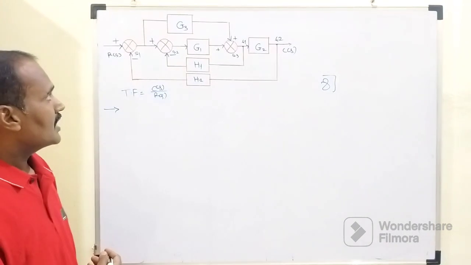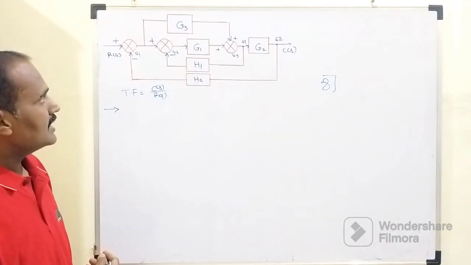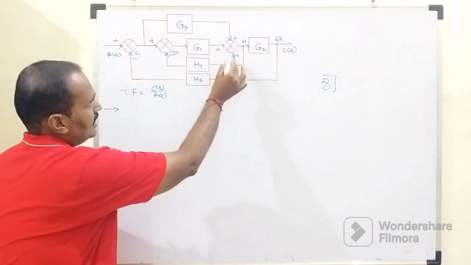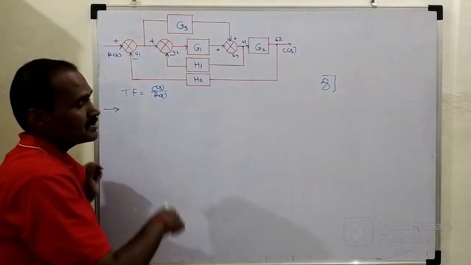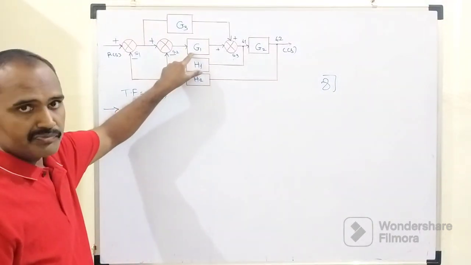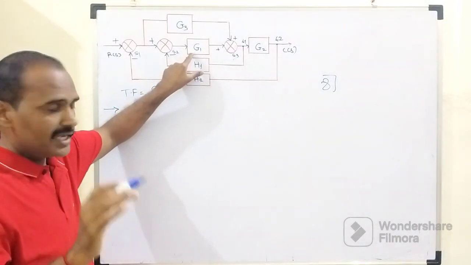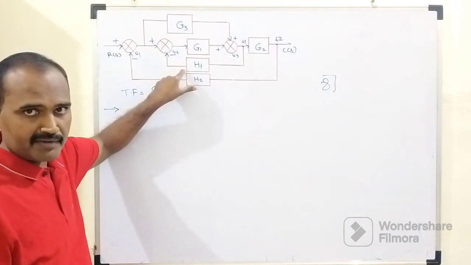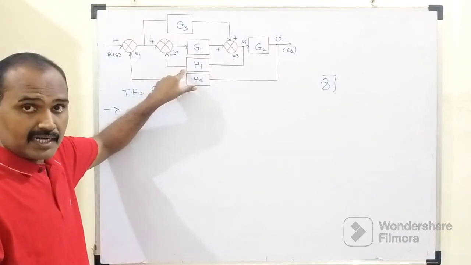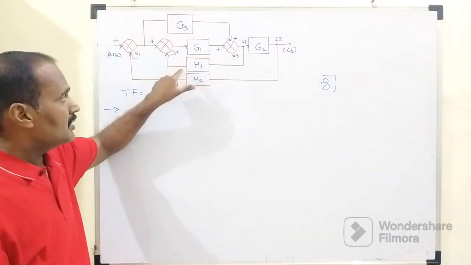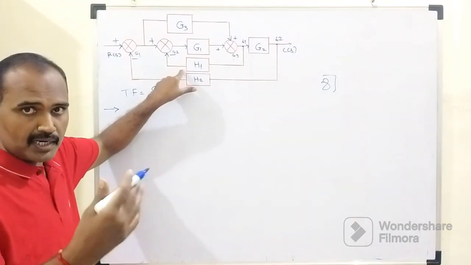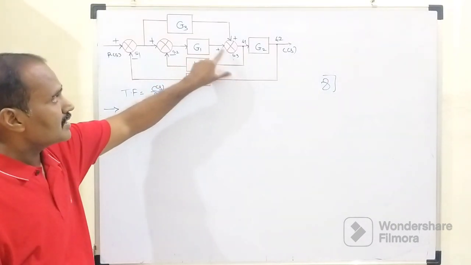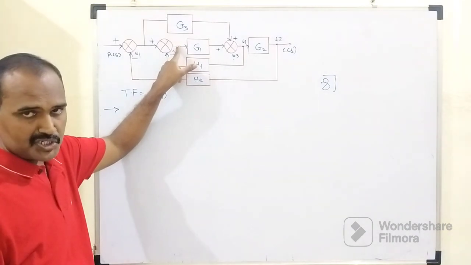So in the first step, we need to shift summing point number 3 before the block whose gain is G suffix 1. Our aim is to eliminate the innermost feedback associated with H1, but currently it is not possible to eliminate this feedback. So in order to eliminate this innermost feedback, we need to shift this summing point before this block G1.